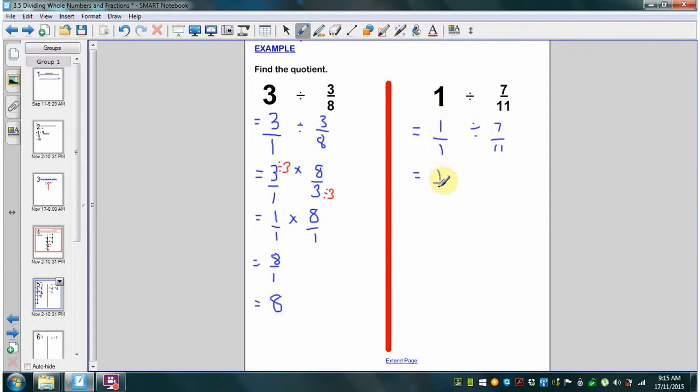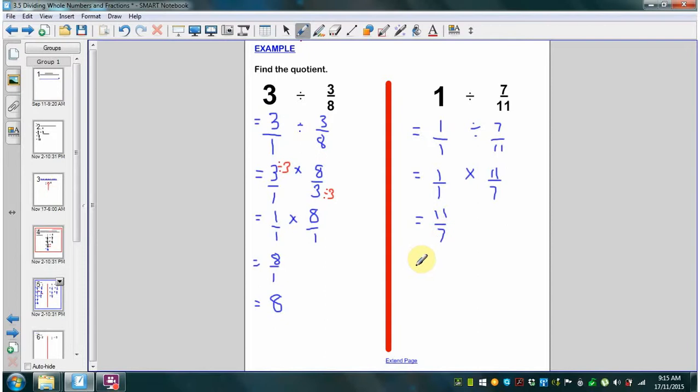1 over 1. Change our sign from division to multiplication. And then we flip this one. The 11 comes from the bottom to the top, and the 7 goes into the denominator. Okay, then we follow as usual. Here we don't have anything that's able to be simplified. So we have 1 over 1 times 11 over 7, or 1 times 11 is 11. 1 times 7 is 7.